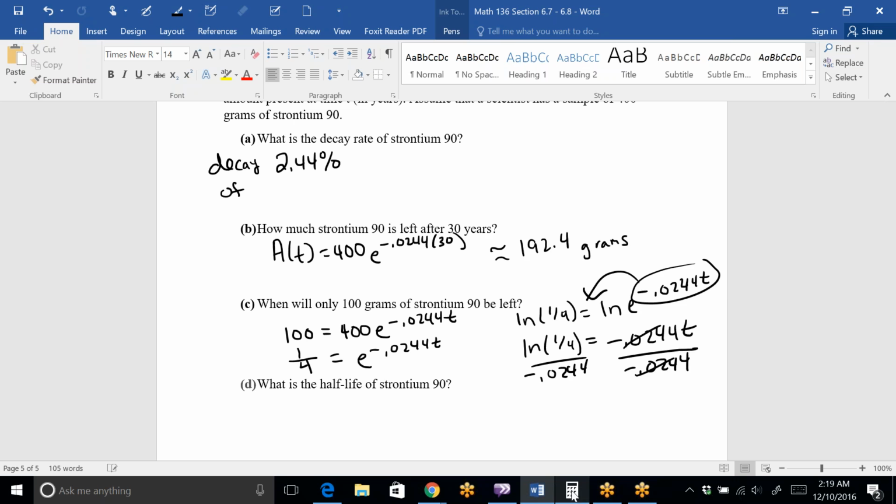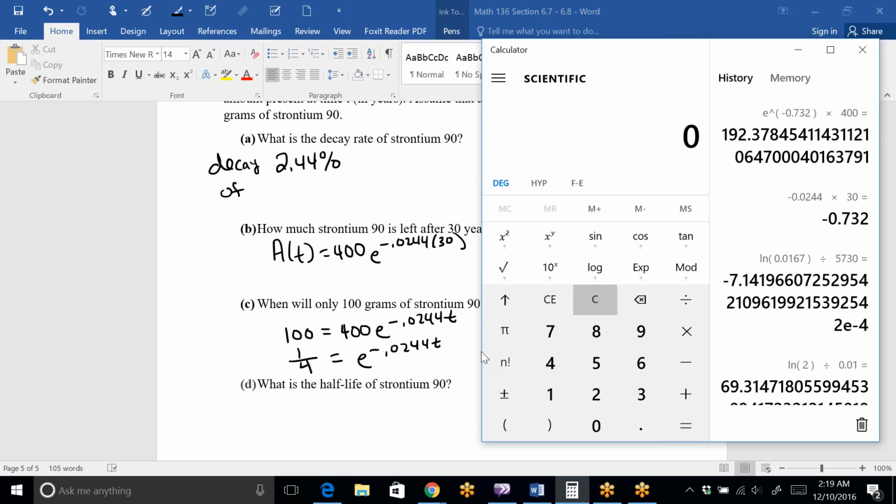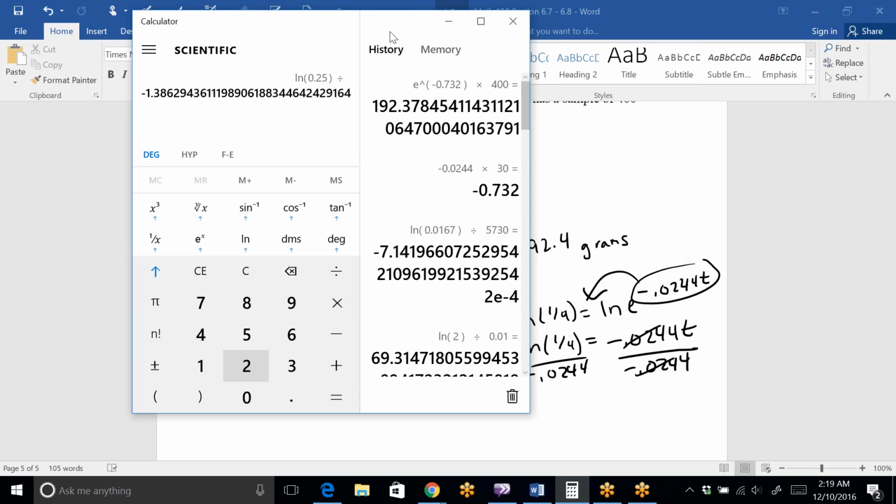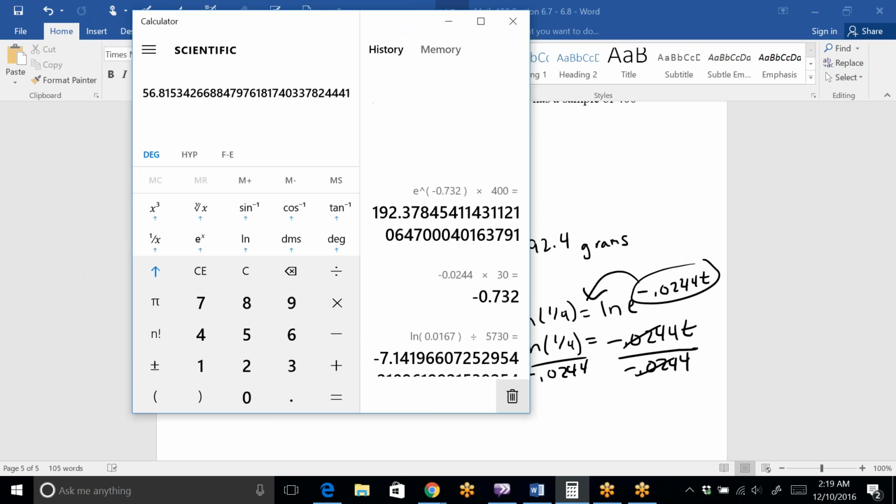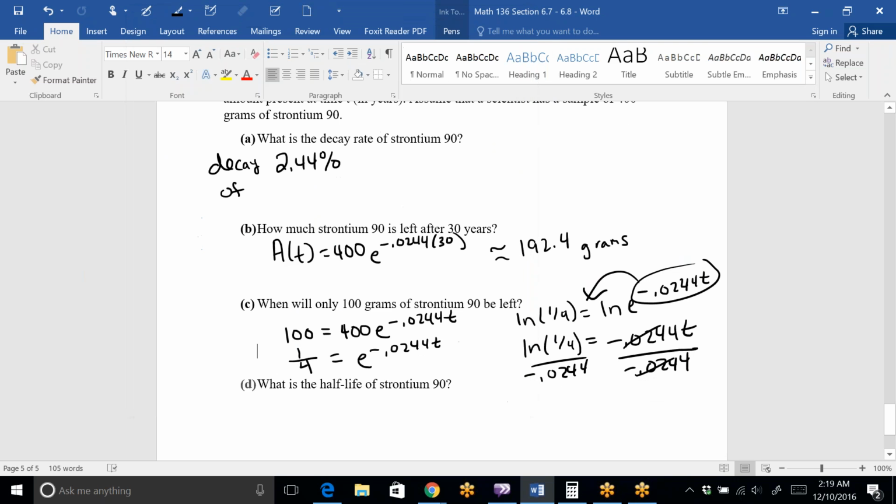And then we will do this on our calculator. So 0.25 is 1/4. We want to take that to the natural log and then divide it by the rate of decay, which is negative 0.0244. And this says that it'll be about 56.8 years.